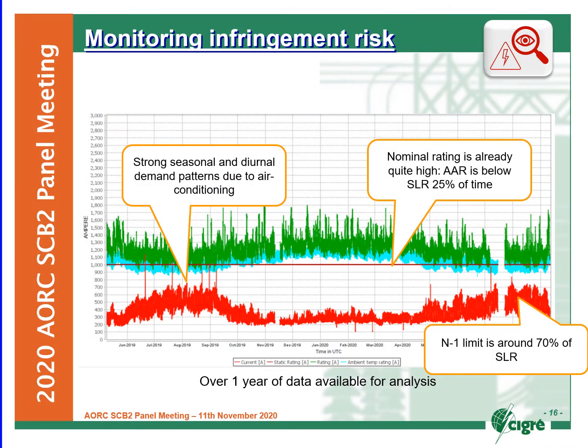The last project results I want to share with you is from the USA. Here we see over 1 year of data from a line. Strong seasonal and diurnal demand patterns due to air conditioning are visible. Also, the nominal static line rating is quite high. Normally, you would expect the ambient adjusted rating to be below the static line rating 2% of the time, but in this case, it's 25% of the time. For this line, the N-1 limit, or the operational line limit, is around 70% of the static line rating.